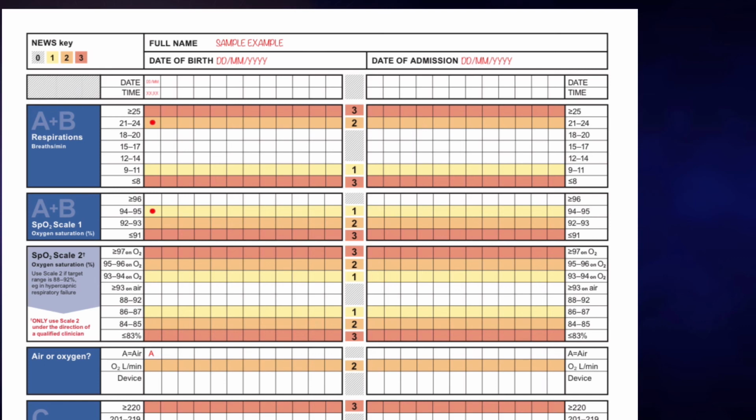So here we can see how we need to record it. Airway, breathing, each has a different way of recording. You have to know how to record it, and it is the acceptable way of recording. This is the NMC legal documentation. So this is the right way you have to record your NEWS score.